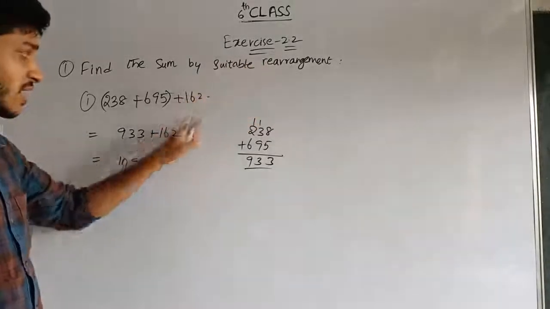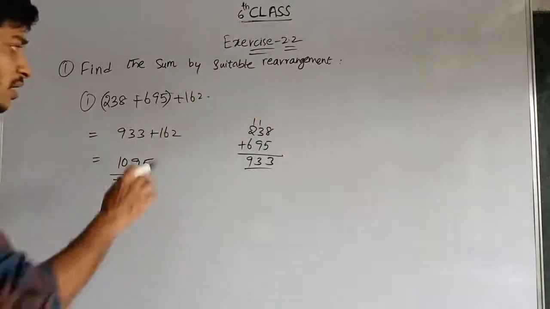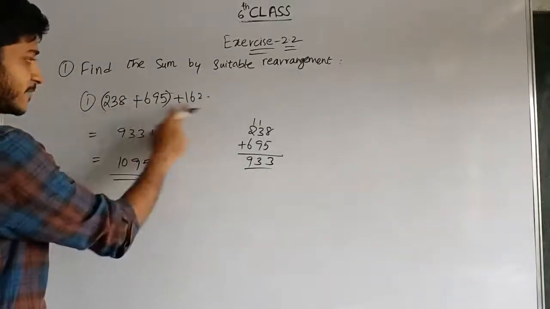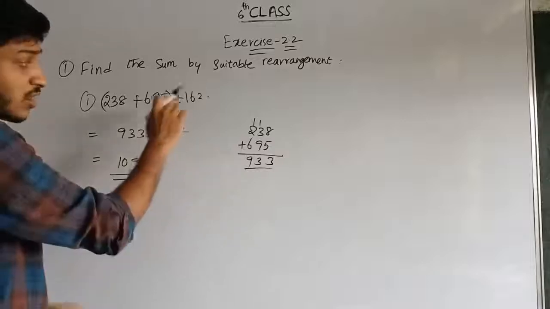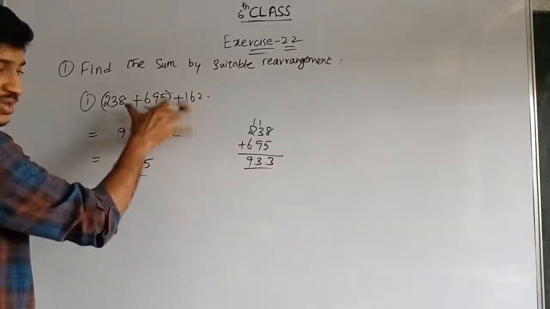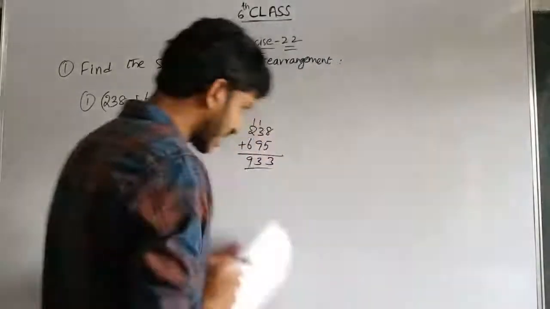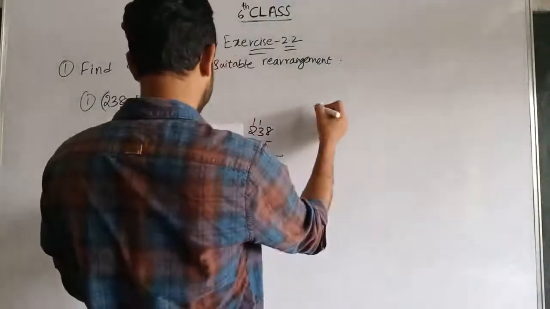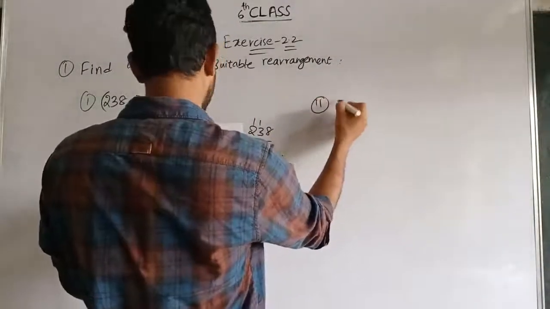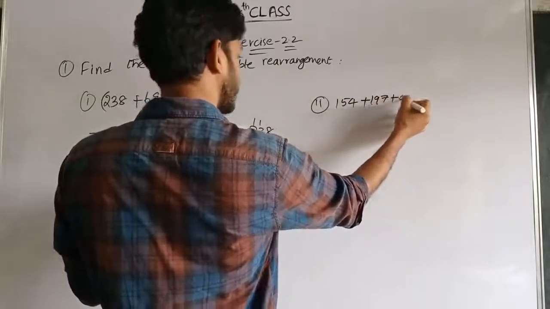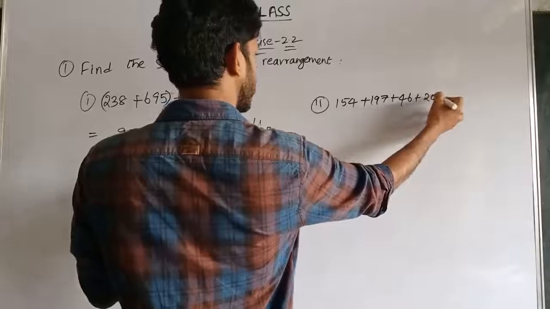So that's why we have to add like this, or we can also add these two numbers first, 238 plus 162. Now add the third number to the sum of these two numbers. Here are some more problems in this. I am giving these problems as homework. The second one is 154 plus 197 plus 46 plus 200.